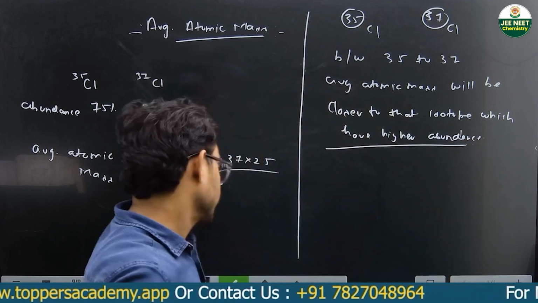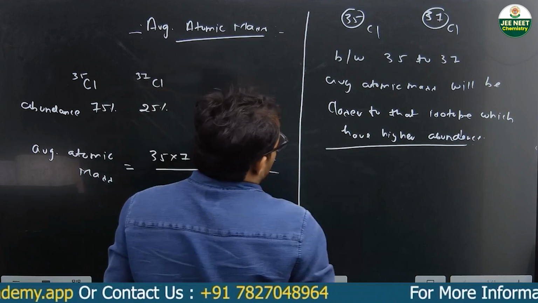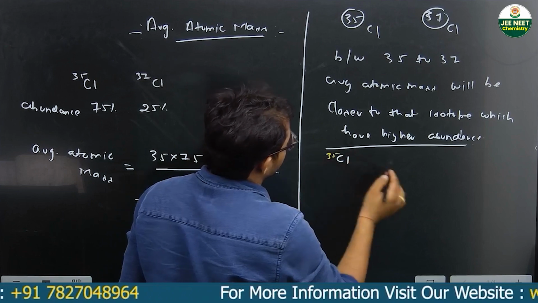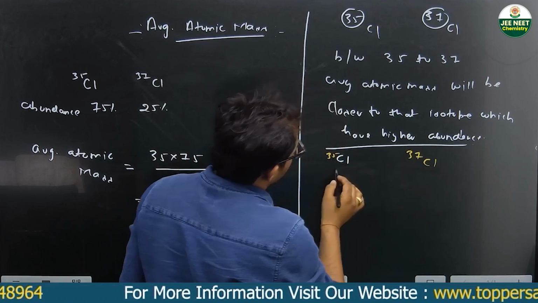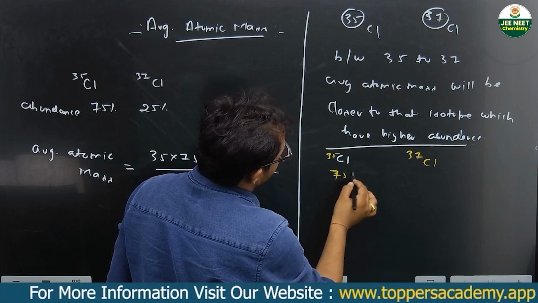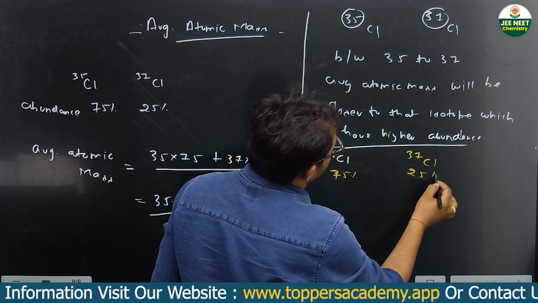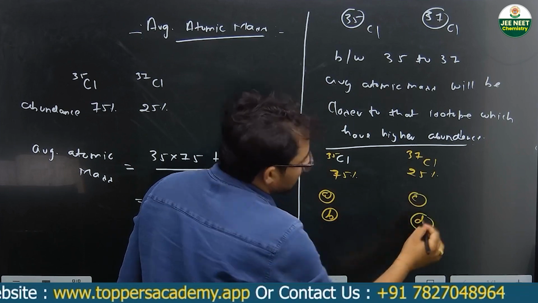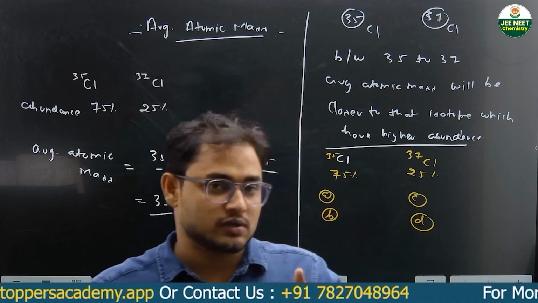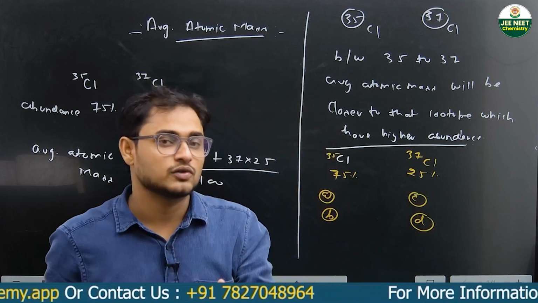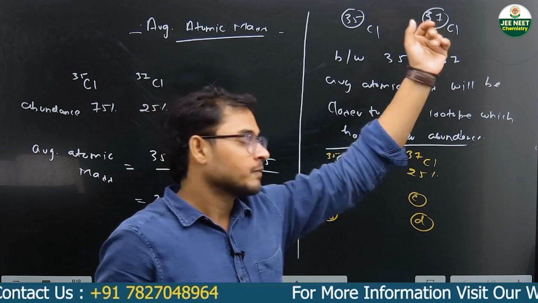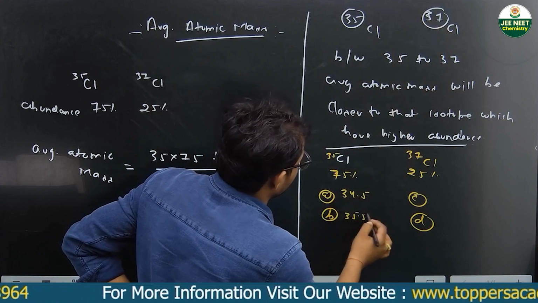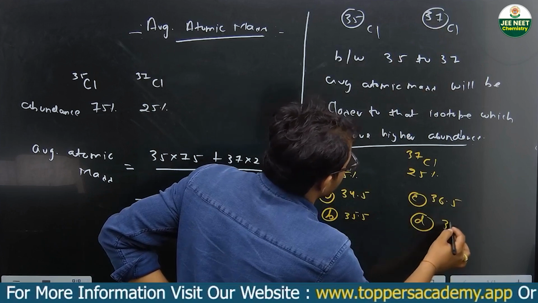For example, my dear friends, if I'm talking about 35Cl and 37Cl, the percentage abundance is 75% and 25%. We have to find the average atomic mass, and the options are given. We will not use the formula. We are going to solve this question by using this trick, right? Listen, the options are 34.5, 35.5, 36.5, 37.5.